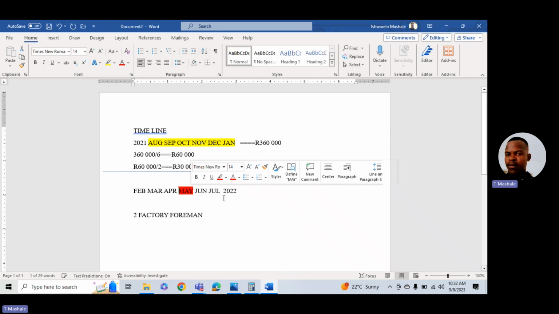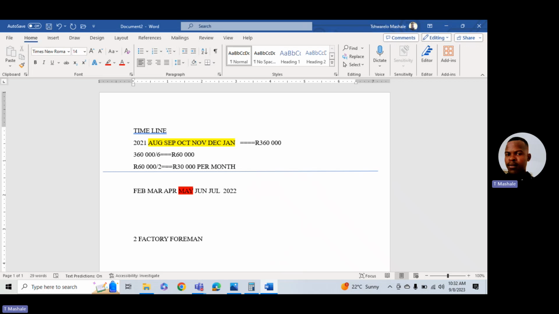I'm going to use the red color there to show that they are reducing. So let's start with the one whereby they are reducing. If they are reducing with the 5%, that means we were sitting at 100 and now we take out the 5%. That means we will now be sitting at 95%. So from May, it will be 95% of that 30,000.